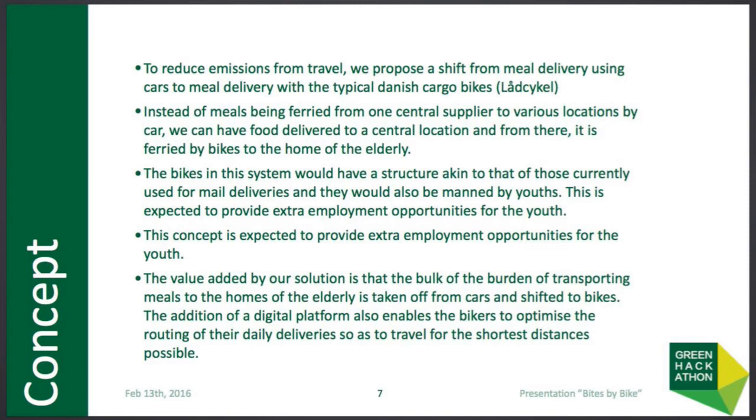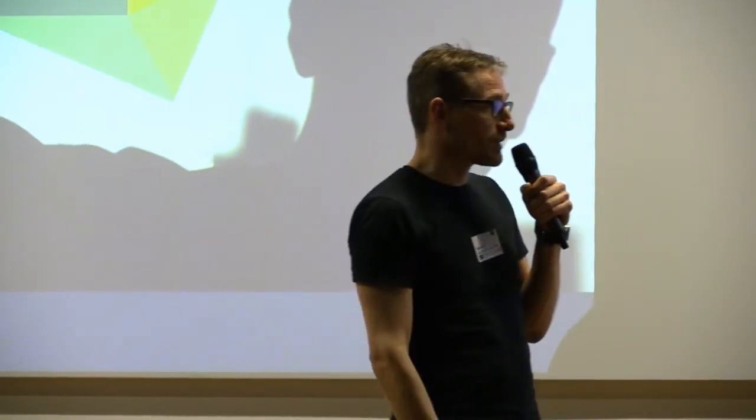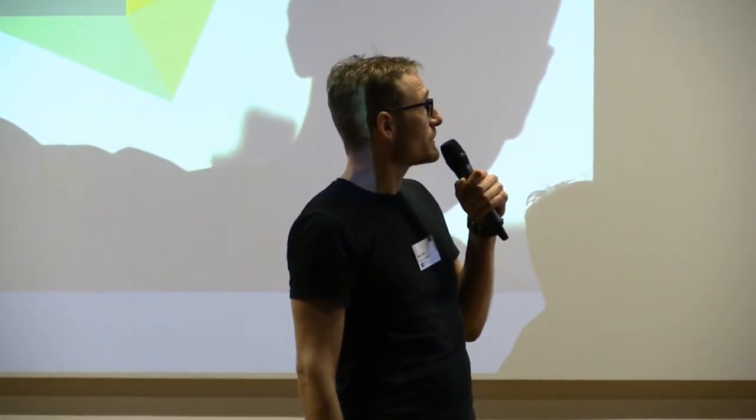So I'm not going to read all of this, because we're going to show a short movie soon. It's all about reducing emissions and using bikes to take the food out to the elderly. With this situation, we also create jobs for young people, like the ones that deliver mail. This is a similar type of job. And there is an app with this concept.